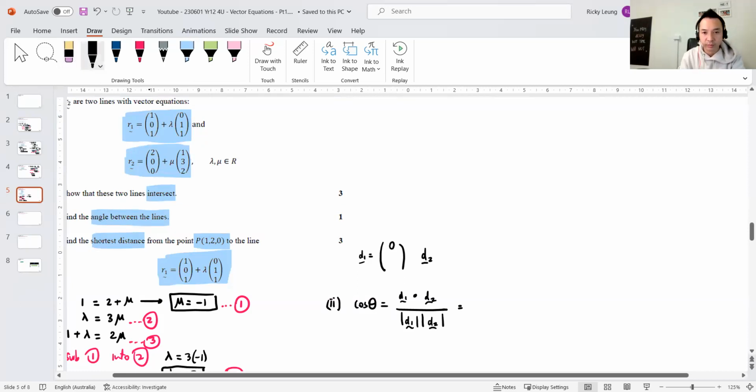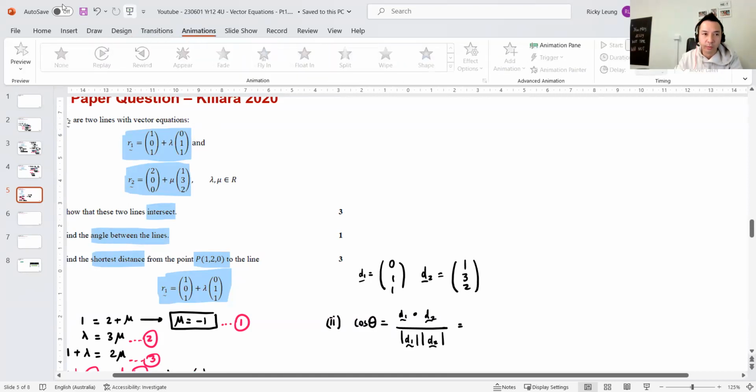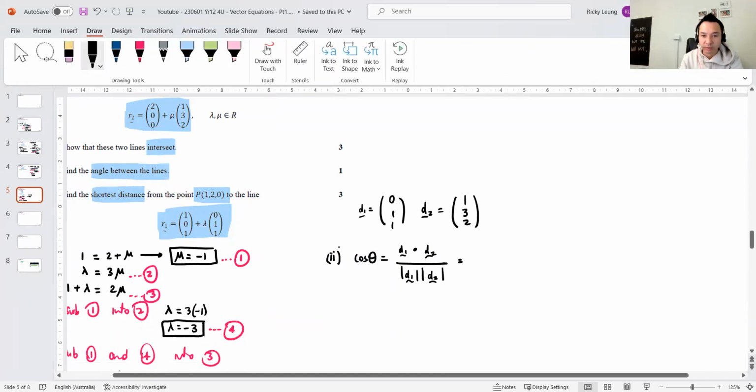D1 is (0, 1, 1), and D2 is (1, 3, 2). All right, so we're going to work with these and take the dot product: 0 times 1 plus 1 times 3 plus 1 times 2, over the square root of 0 squared plus 1 squared plus 1 squared, times the square root of 1 squared plus 3 squared plus 2 squared. So cos theta should equal what?